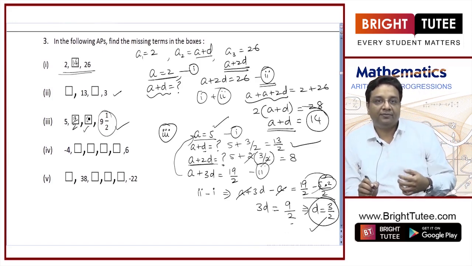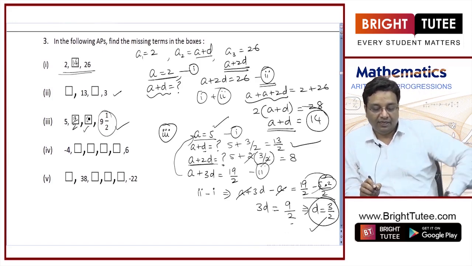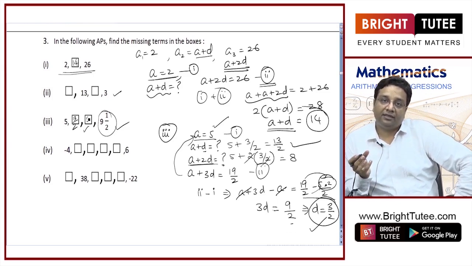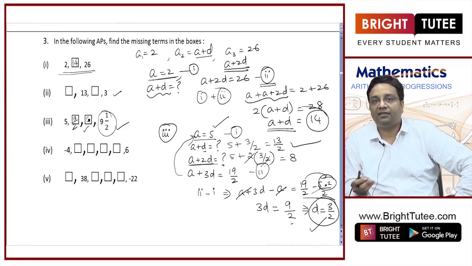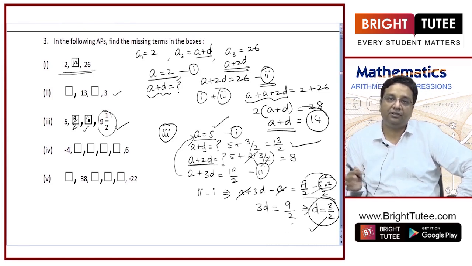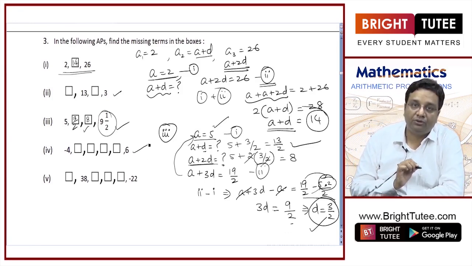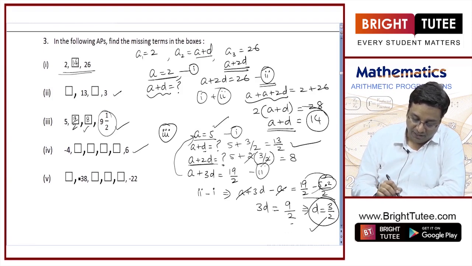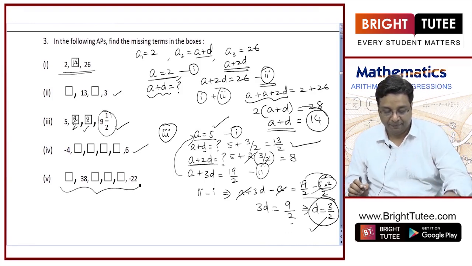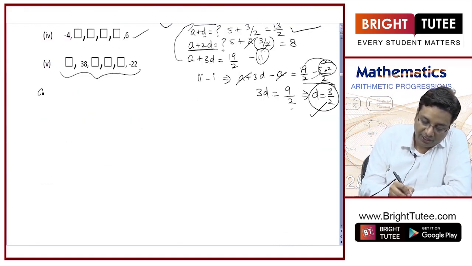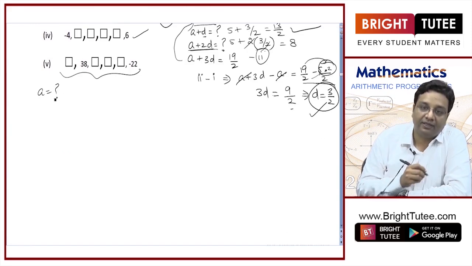This is how you find various terms of an AP, missing terms of an AP. You just need to find D if A is given, right? If A is not given, let us say D is given, you need to find A, then you can find all the terms, right? Let's leave this question for you to do yourself, and let's do the fifth question now. Okay, in the fifth question you need to find A, right?